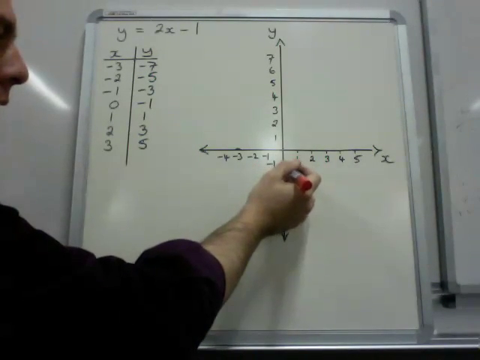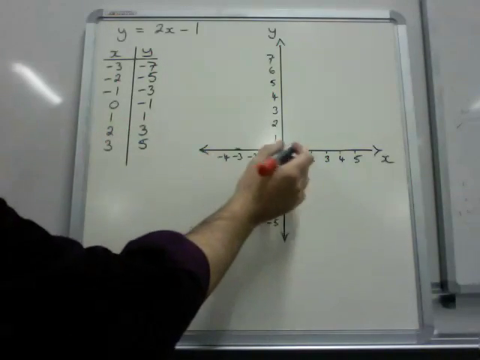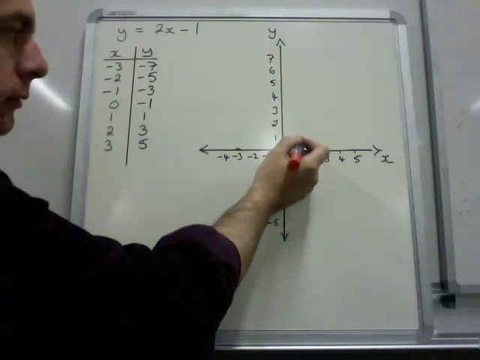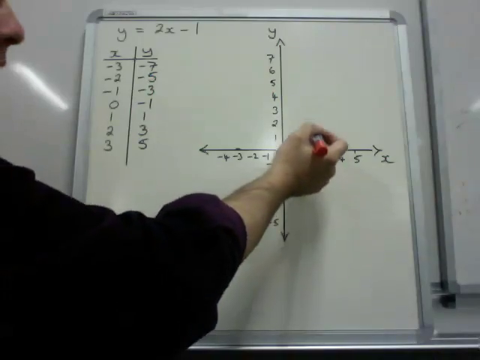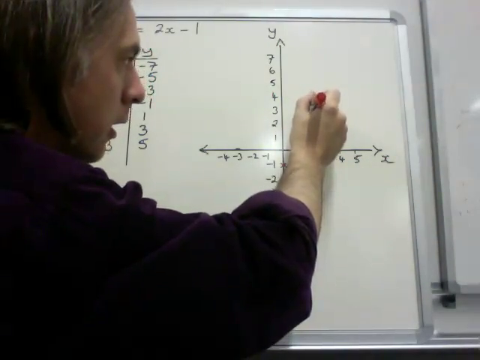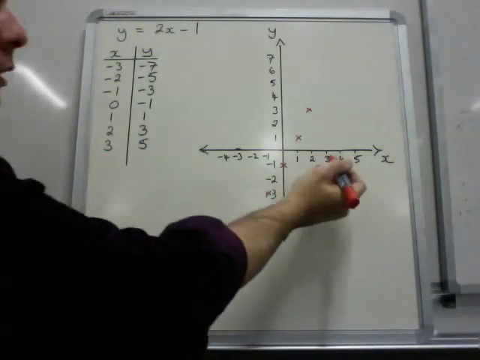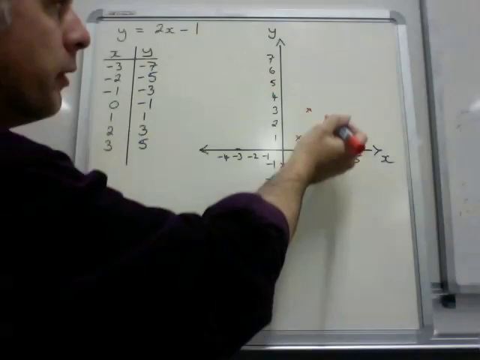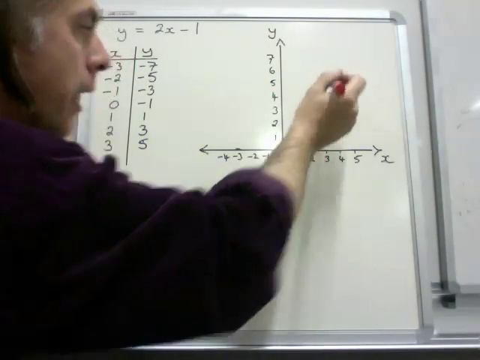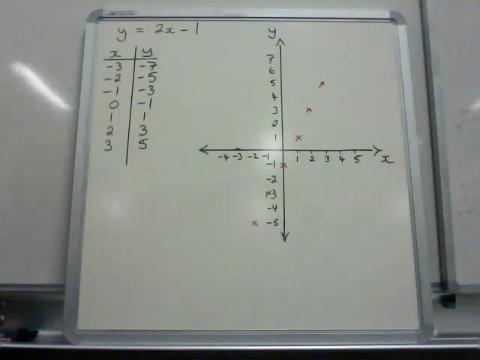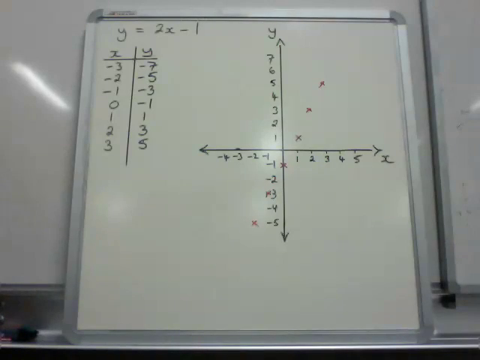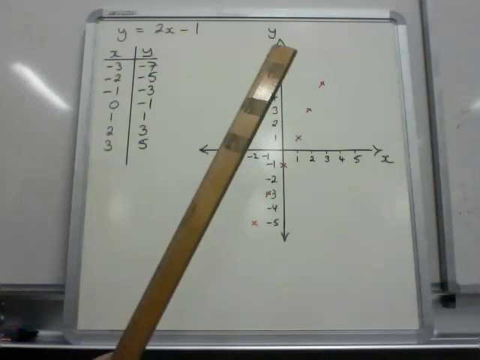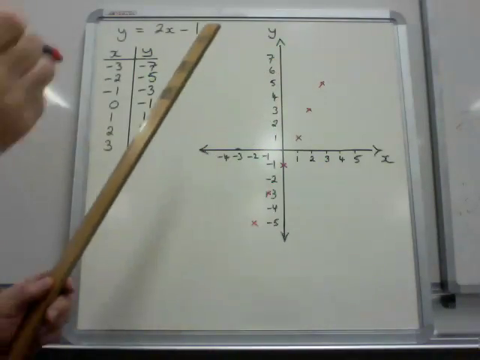Start at 0, down the cellar. 1, 1, into the house to 1, up the stairs to 1. 2, 3, into the house to 2, up the stairs to 3. 3, 5, into the house at 3, up the stairs to 5. And you should be able to see, even with the quality of this video, that you do have a straight line here. And of course what you would do now is use this special device and a pen and join them up.